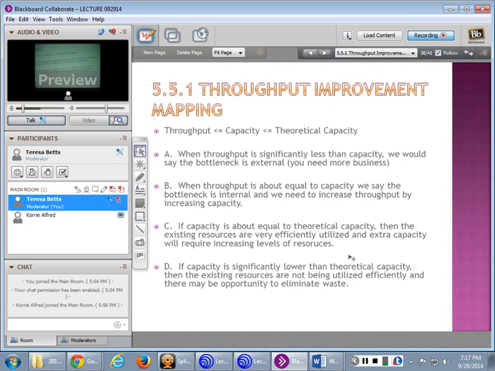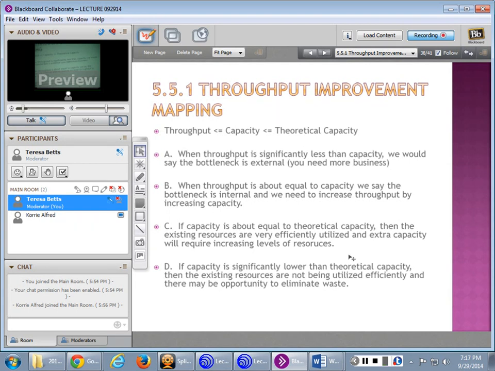When throughput is about equal to capacity, we say the bottleneck is internal, and we need to increase throughput by increasing capacity. Now here's where the next link comes into play. If capacity is close to theoretical capacity, we don't have much waste in the process, and so there's probably not room there, and we might have to think about adding equipment. But if there's a gap between capacity and theoretical capacity, we can say we should attack that and figure out where that waste is, and whether we can take it out of the process. So you can see how understanding those three pieces of information can help lead you to what actions you want to take for process improvement.